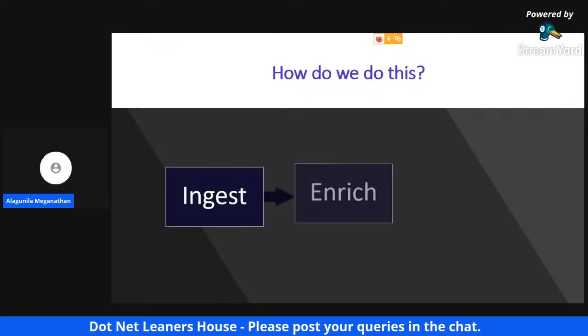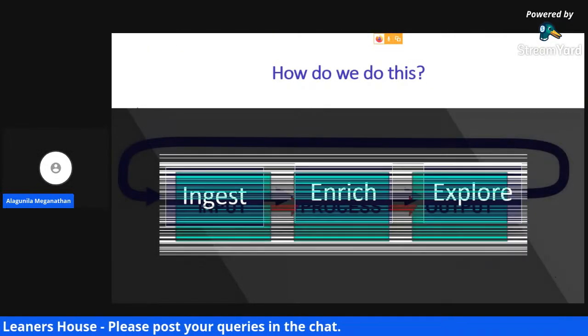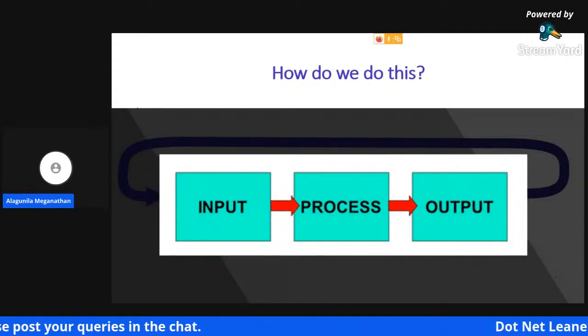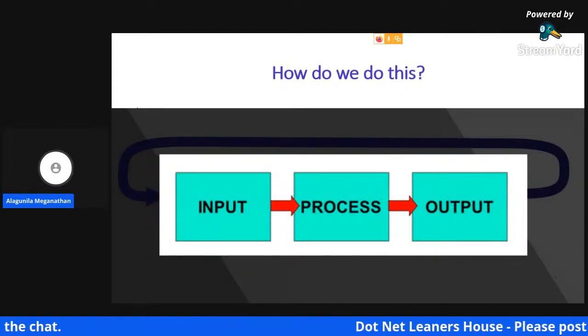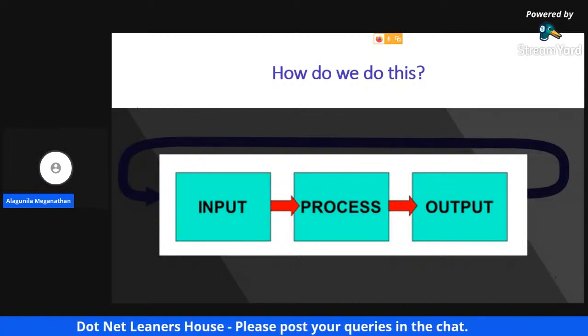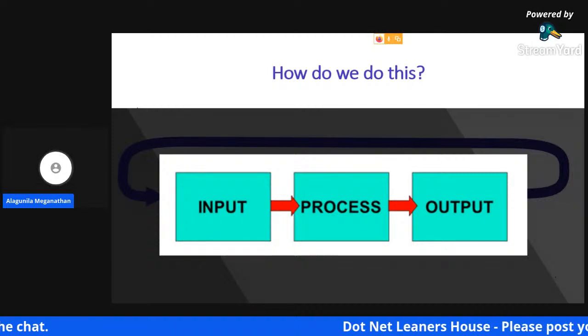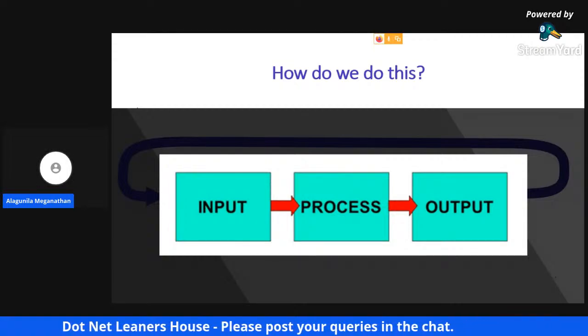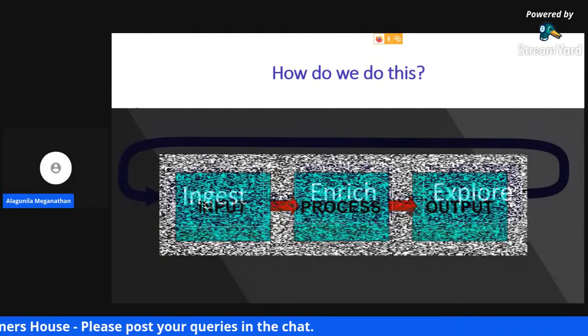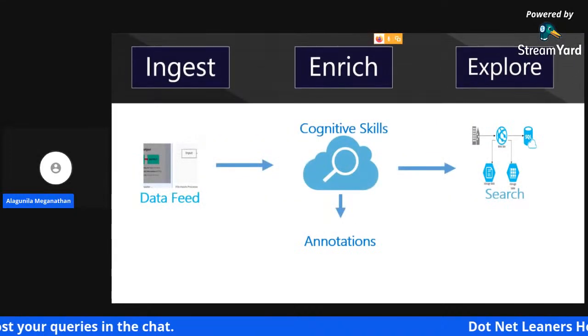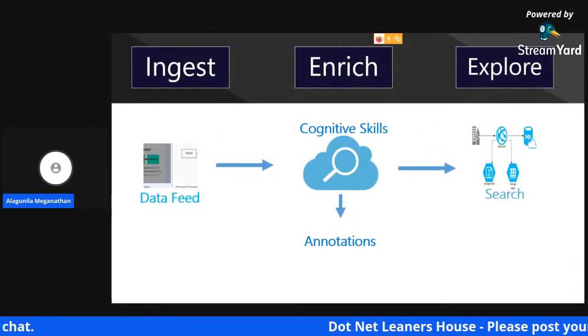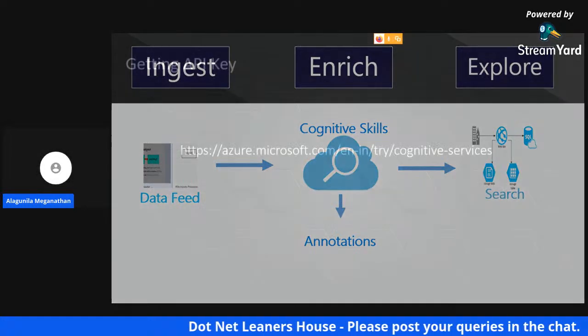Okay, so how do we do this? It is like input, process, output. We all know this diagram. If you need to work with Azure Cognitive Services, we need some input, like an image. If you want to find a person in the image, we consider your image as the input, apply the cognitive services there and get the output. So we feed in your data, apply the cognitive skills, and then explore the output.